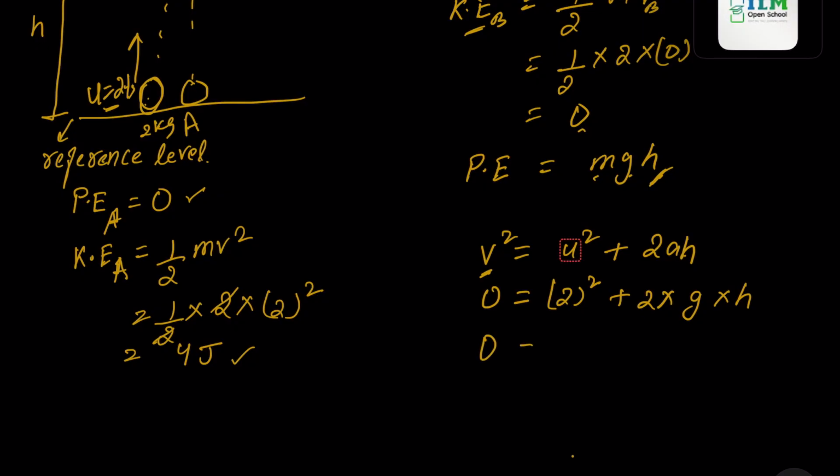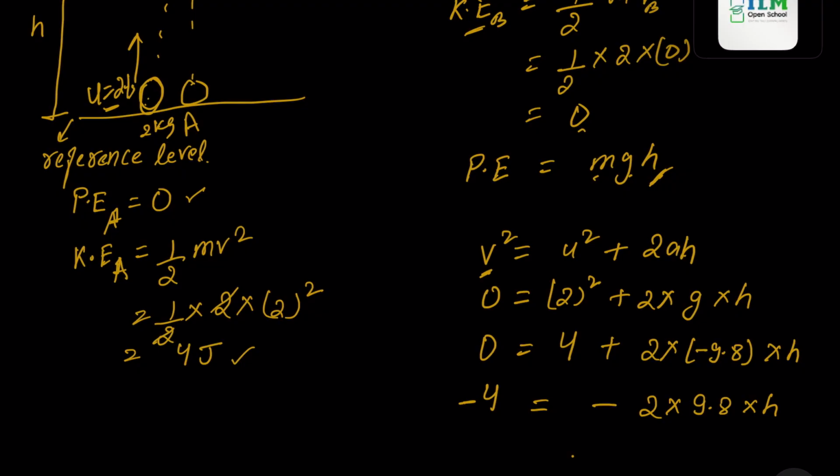Now 0 is equals to 2 into 2, which is 4, plus... Now, what is value of g? It is downwards, so there is a negative sign, and value of g is 9.8 into h. Now, keep this on the left hand side. Minus 4 is equals to minus 2 into 9.8 into h. So, from here, you can see that h is equals to, this might cancel out with this.